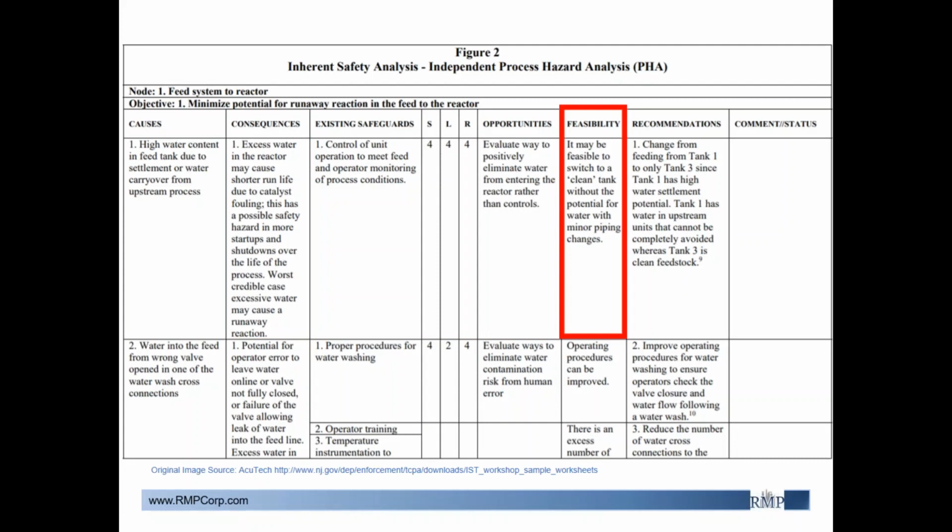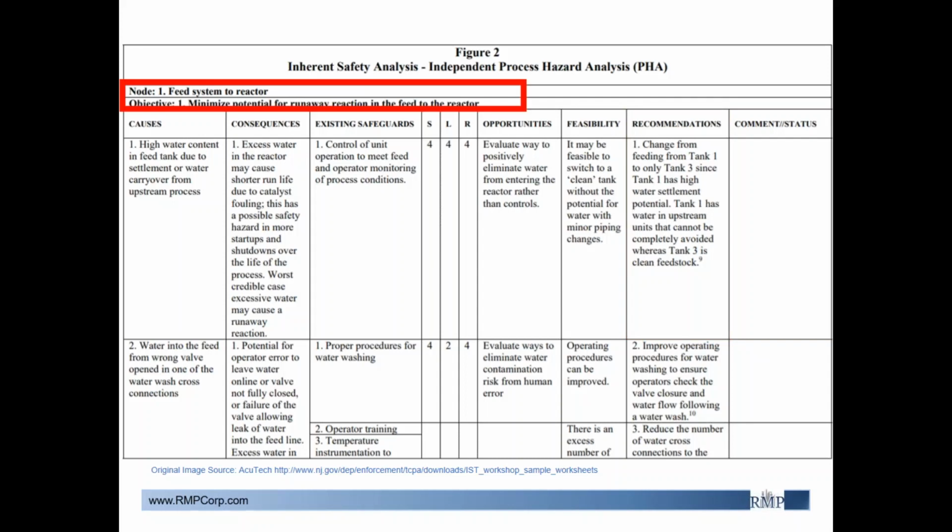The feasibility of this strategy is then documented in the feasibility column, and potential recommendations are documented in the recommendations column, considering your 4 ISD strategies: minimization, substitution, moderation, or simplification. Potential recommendations that may address the concern are listed in order of first-order inherent safety measure, which is minimization, second-order inherent safety measure, which is substitution, and then engineering or administrative controls recommendations are listed last.